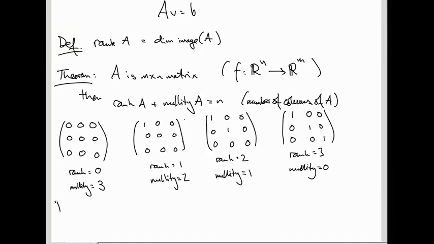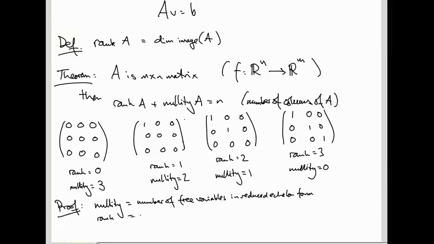So here's the proof. Well, we know the nullity is the number of free variables when we pass to reduced echelon form. What we need to prove is that the rank is the number of leading entries in reduced echelon form.